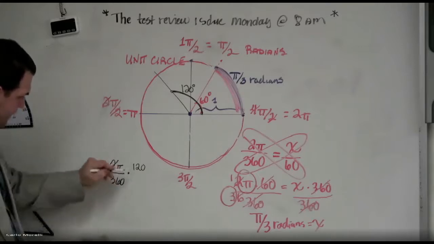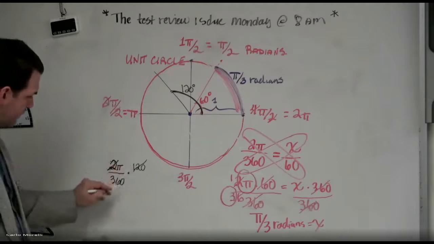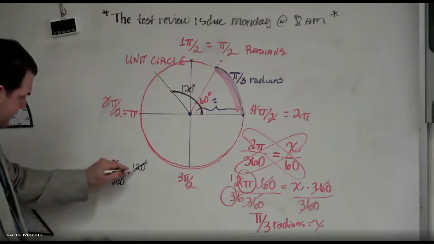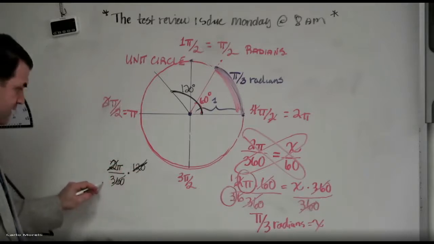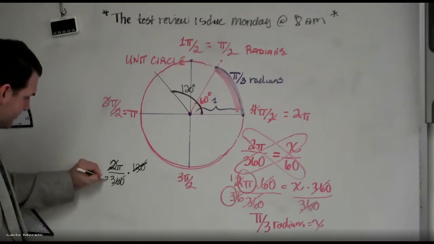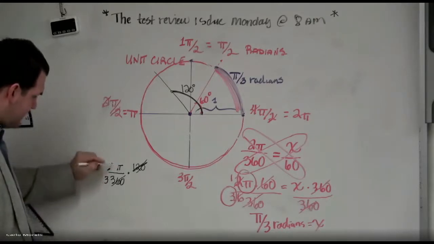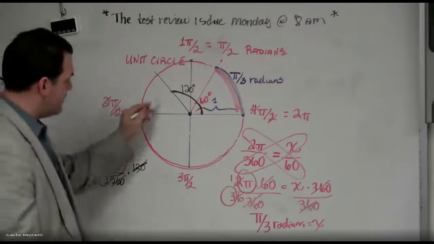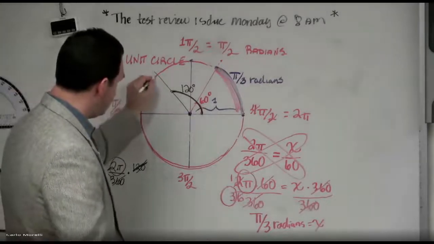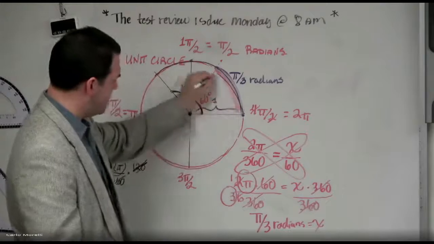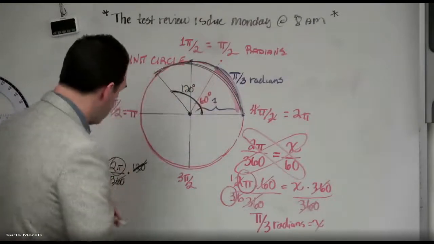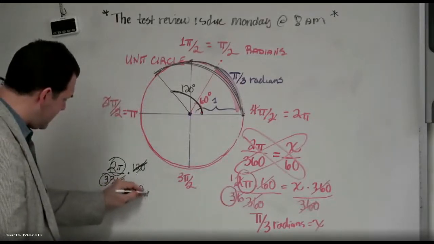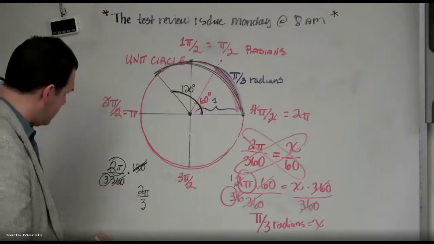Actually, let's leave the 2 pi there. 120 goes into 360 3 times. So this cancels, right? 120 times 3 is 360. So this leaves behind a 3. That 2 stays there. So it's 2 pi over 3. So 120 degrees of rotation, this huge slice of pizza, this big edge here, the radian measurement, if you were to walk along the perimeter there, would be 2 pi over 3 radians.